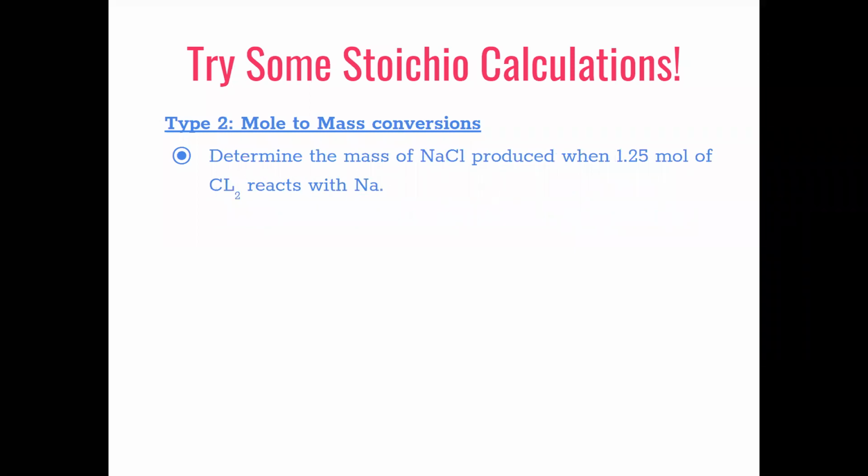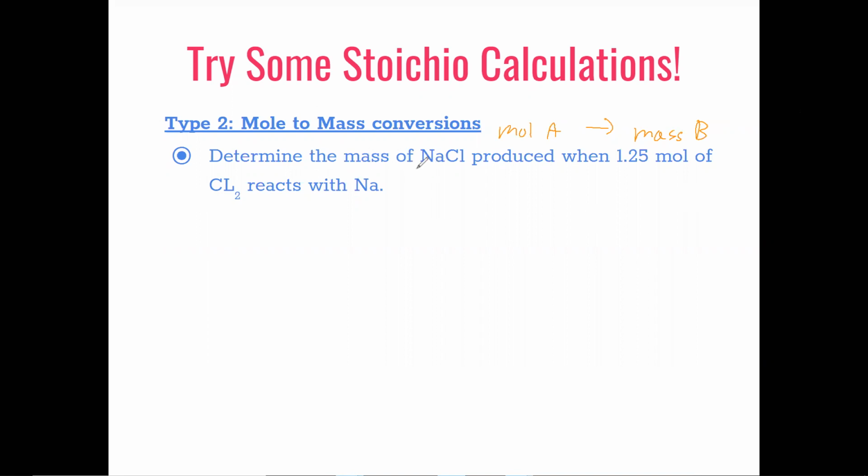Next, we are going to have a mole to mass conversion. So we're going to go from moles of A to mass of B. Once again, step 1, figure out what the problem's asking you for and write a balanced equation. So let's take a look.